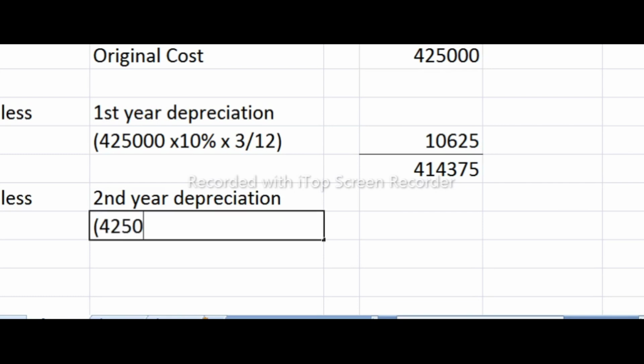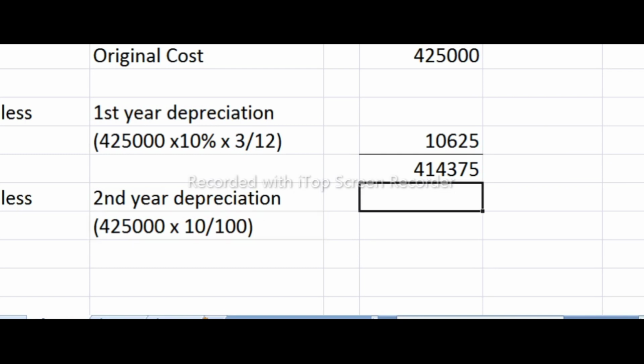It is your choice whether you want to write it. If you don't write it, it's not a problem. So 4,25,000 into 10%, that is 10 by 100, we are going to calculate. It is a very simple calculation. From 4,25,000, just remove the last zero when it is 10 percent. So when you remove the last zero, you will get 42,500, which is the second year depreciation.